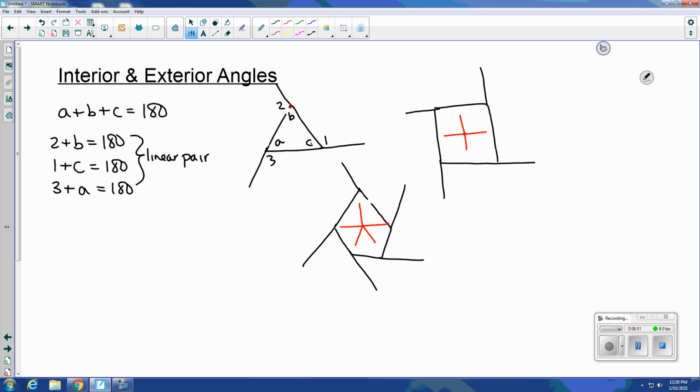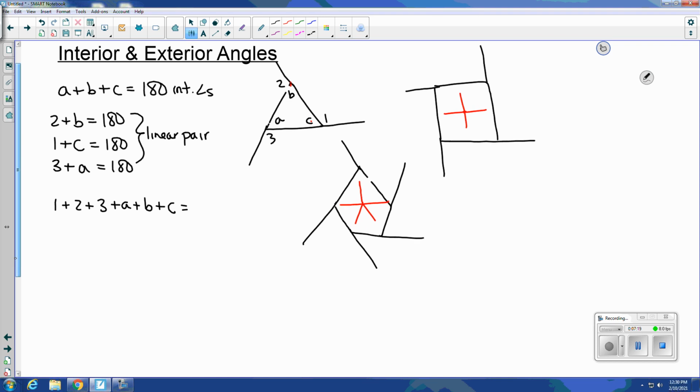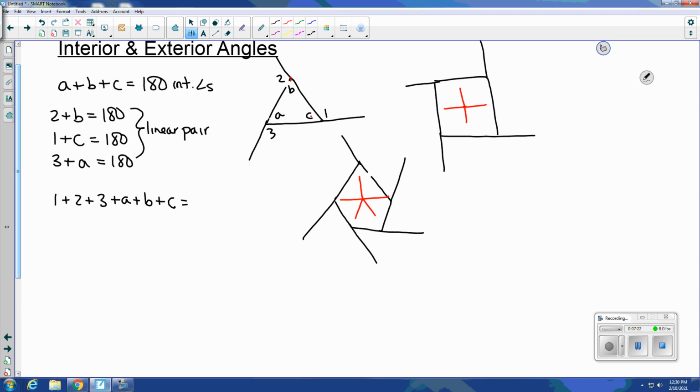And this is because of the sum of the interior angles, which we discussed at the beginning. Now, if we take these three angles, 1, 2, and 3, and add them in to that equation, so we have 1 plus 2 plus 3 plus A plus B plus C, each time we add those in, on the other side, we want to add in the equivalent, which would be, for 2, if we manipulate that, 180 minus B.